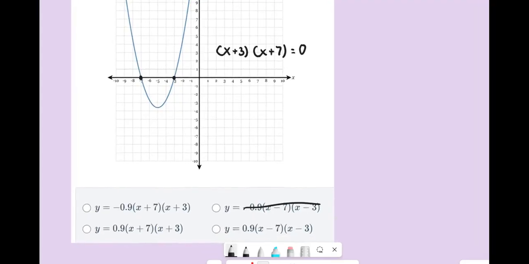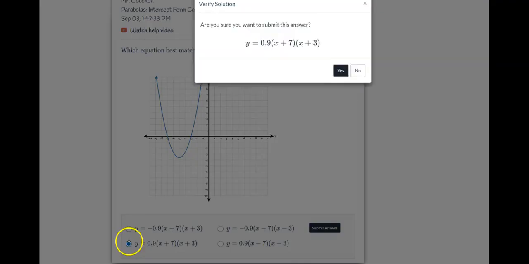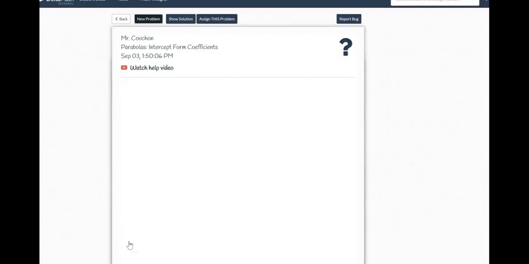So we're looking for x plus 3, x plus 7. So this one's gone, and that leaves us with just two choices. One of them is open up, one of them is open down. This is an open up parabola, so that'd be this one right here. Come here and hit that. And we got it. Let's do one more here.